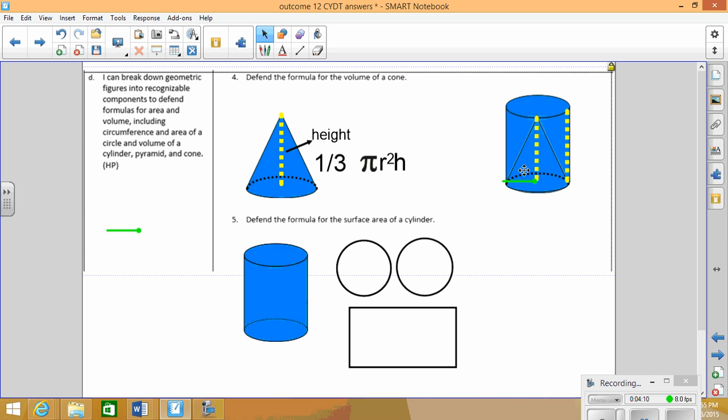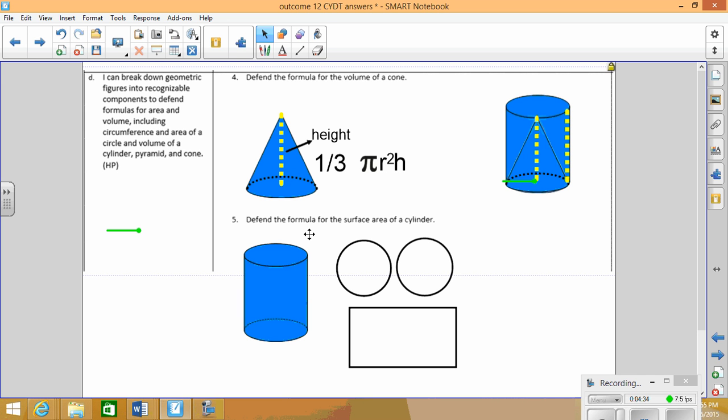Okay, so if you were to fill up a cone with water and dump it into a cylinder, it would only fill up 1/3 of this cylinder. Okay, so again, that's where that comes from. And the pi r squared comes from the area of the circle, because that is the formula for the area of a circle. And then you're just multiplying by this height. So that's where the pieces of this come from.